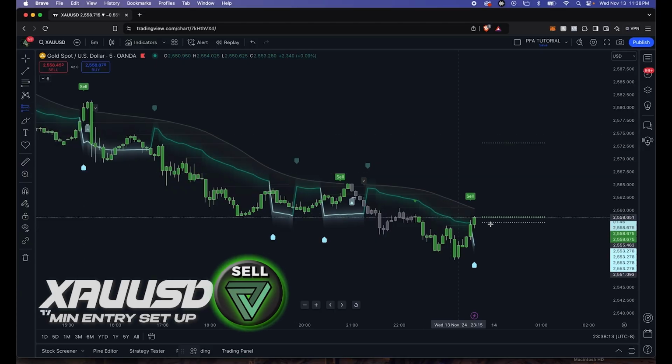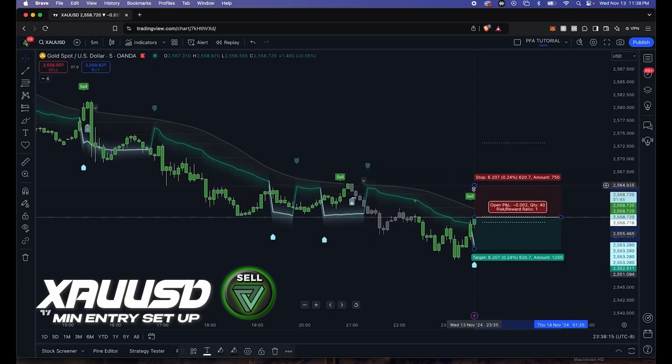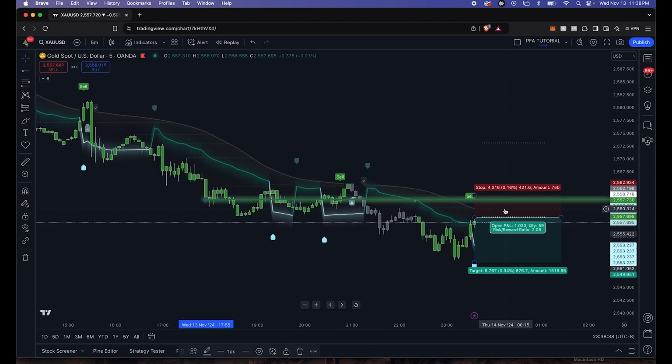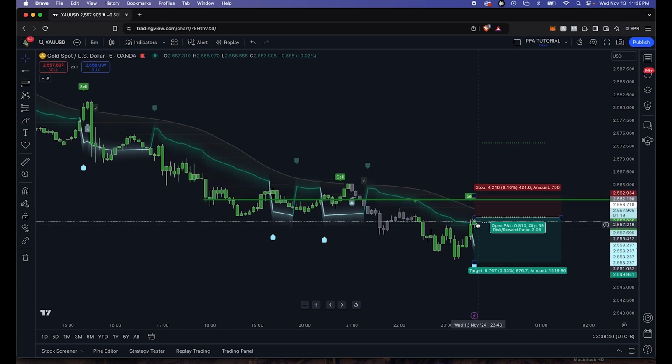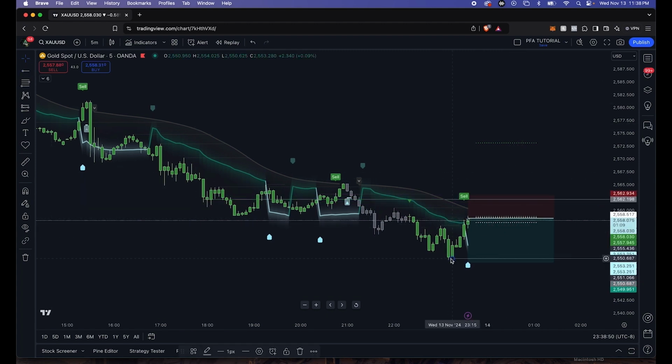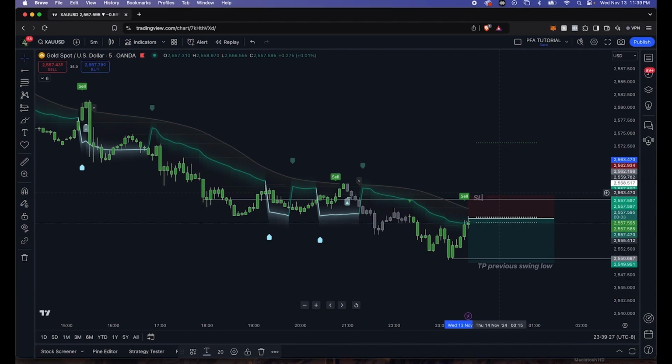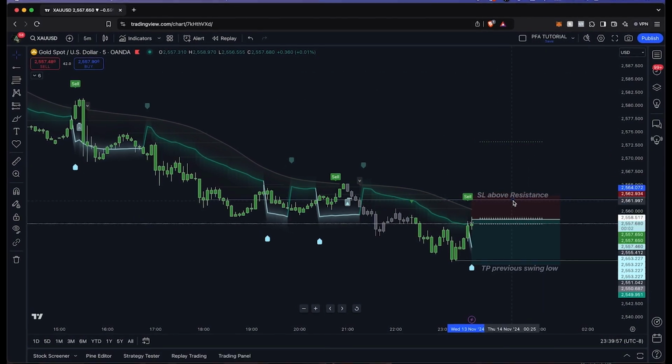All right, guys, so we're looking at XAUUSD and going in shorts on the 5 minutes. Looking at this support that I am now looking to become resistance, I'm putting my stop just behind that area, and I'm looking to take profit right at the previous swing low, which is just about here. Let's go ahead and see how this turns out.